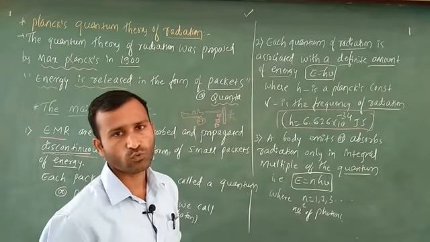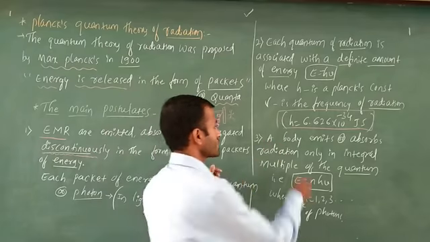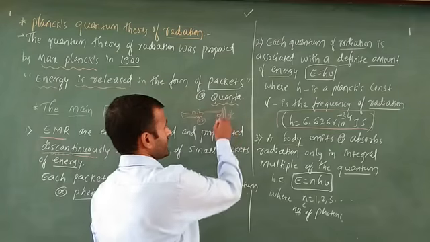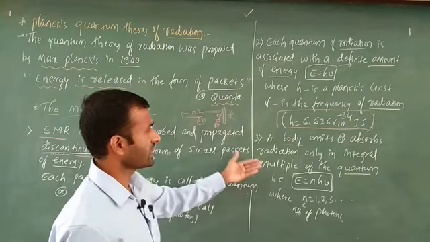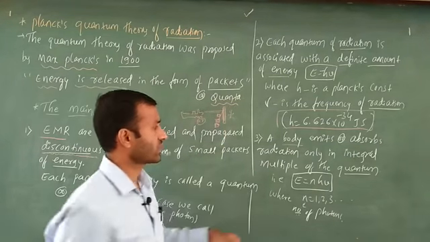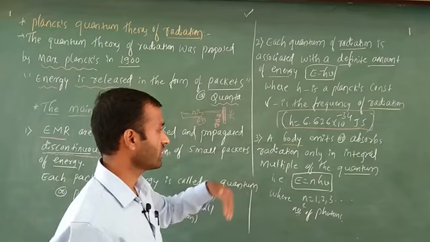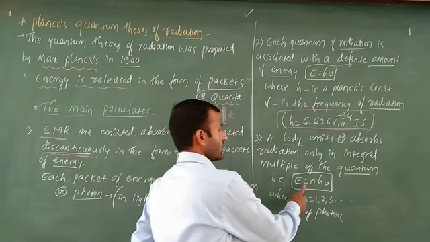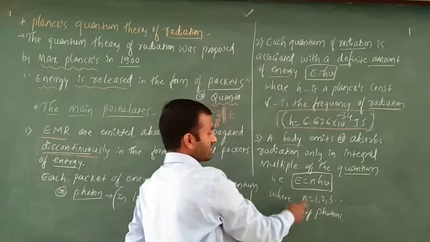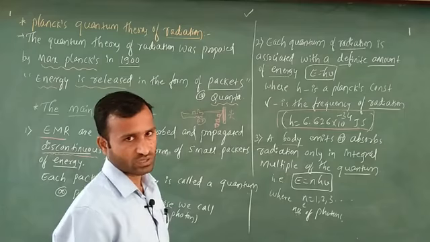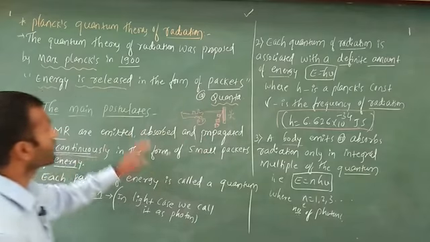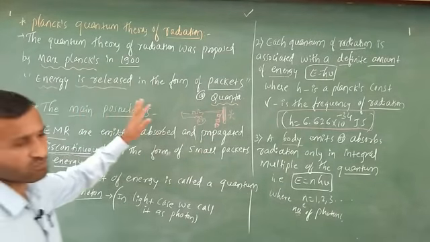The next one is the fourth postulate. A body, just like this bullet, emits or absorbs radiation only in integral multiples of a quantum. That is indicated by E equal to n h nu. Here n is the number of photons, where n equals 1, 2, 3, and so on. Up to this is the Planck quantum theory of radiation.